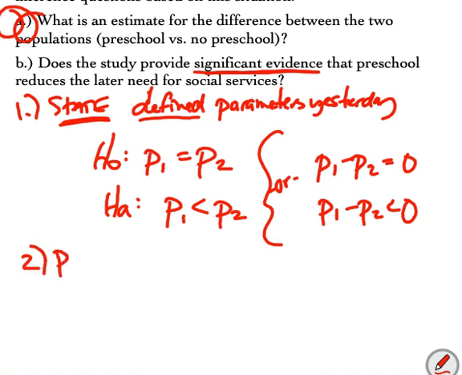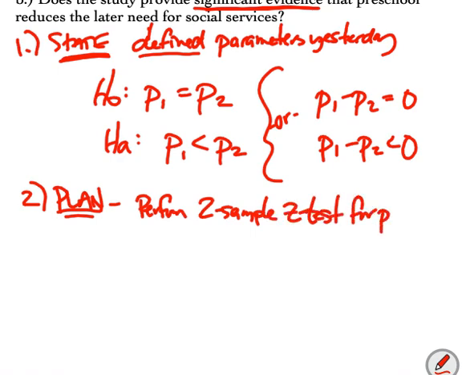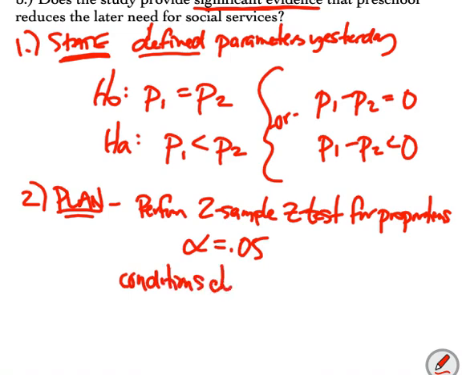Part 2 is the plan step. We already checked the conditions yesterday, so we're not going to belabor the point there. But we are going to perform this test here. We are going to perform a 2-sample z-test for proportions, and we're going to use a significance level of 0.05. Let me make some note here: the conditions were checked yesterday.